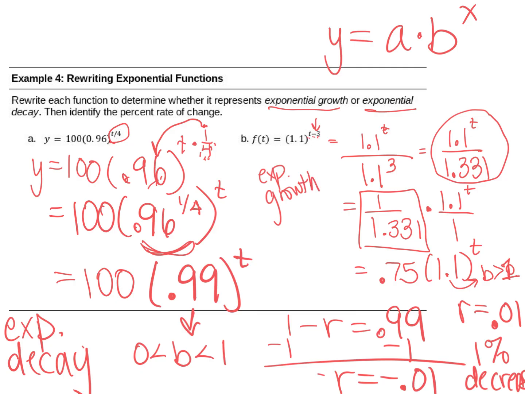And it's the same deal. If I want to figure out the percent of increase or decrease, now the inside parentheses area would be 1 plus the rate. And I ended up with 1.1. So I'm going to subtract. So I get a growth rate of 10%. 10% growth.